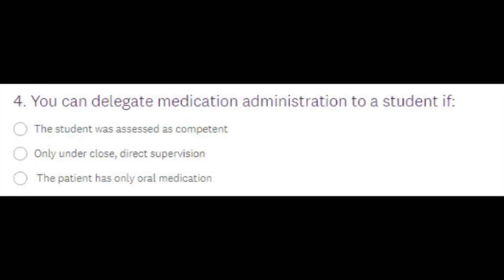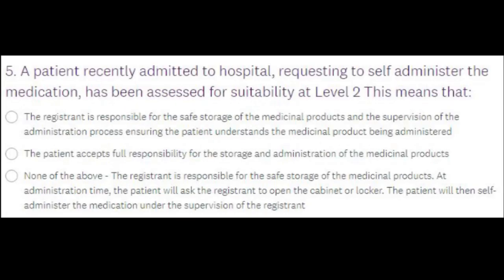Fourth question, you can delegate medication administration to a student if: option 1, the student was assessed as competent. Option 2, only under close direct supervision. Option 3, the patient has only oral medication. The right answer is, you can delegate medication administration to a student only under close direct supervision. Option number 2 is the right answer.